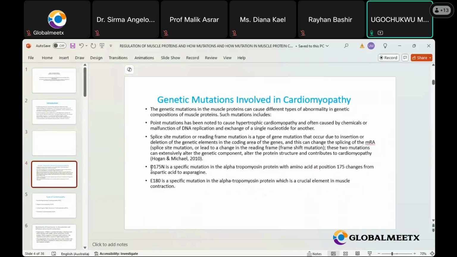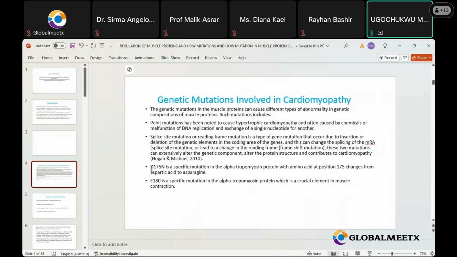Genetic mutations involved in cardiomyopathy. The genetic mutations in the muscle protein can cause different types of abnormalities in genetic compositions of muscle protein. Such mutations include point mutation, which has been noted to cause hypertrophic cardiomyopathy and is often caused by chemicals or malfunctioning of DNA replication and exchange of a single nucleotide for another.